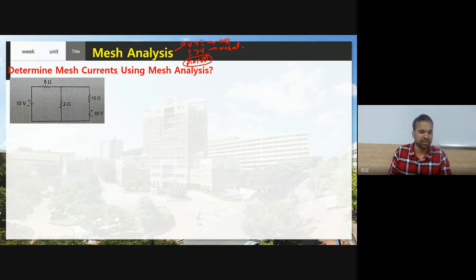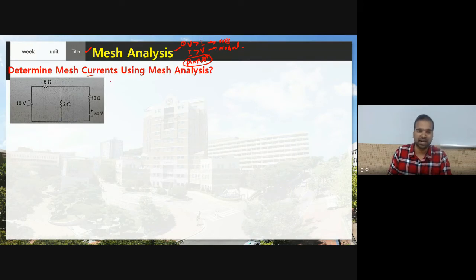Using mesh analysis, in this circuit we need to find the mesh currents. First, can you apply mesh analysis to this circuit? How many voltage sources and how many current sources are present? We have only two voltage sources, we don't have any current sources. Then you can apply mesh analysis. Is it a planar or non-planar circuit? Yes, it is a planar circuit because you don't have any crossover. Then you can apply mesh analysis.